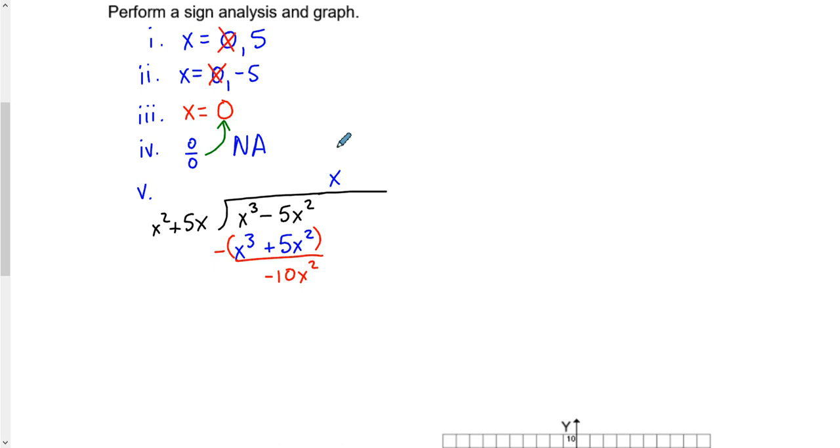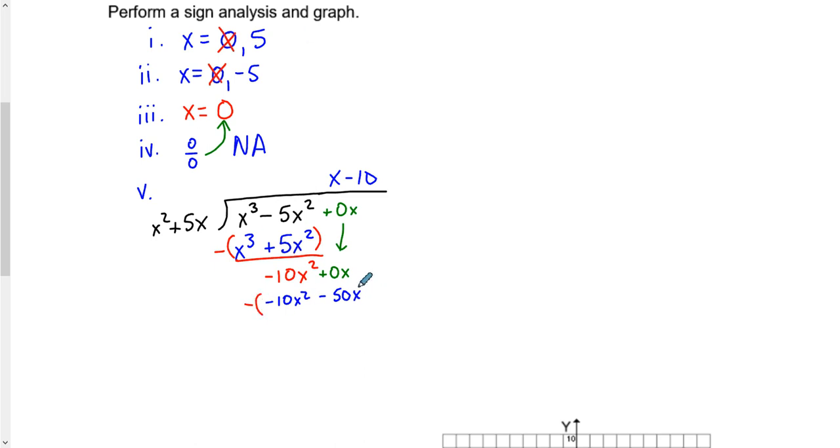Now we have to ask ourselves, x squared multiplied by what gives us a negative 10x squared? It'd be negative 10. We have 0 x's. We'll have to bring that one down. So the negative 10 by x squared would be a negative 10x squared. Negative 10 by a positive 5x would be a negative 50x.